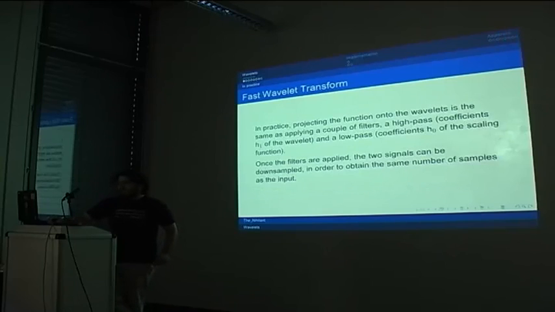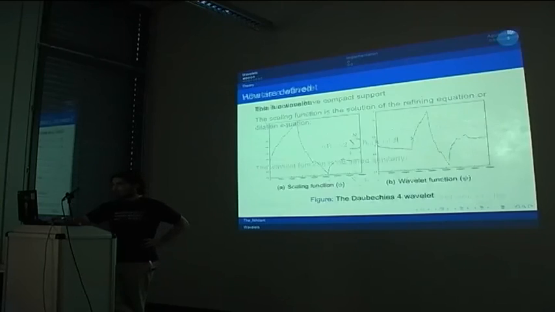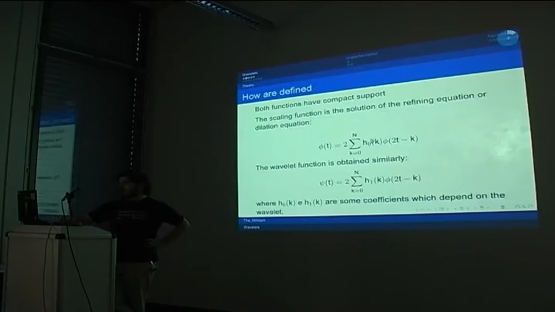So, basically, projecting the function onto the wavelets is exactly the same as applying a couple of filters, a high pass and a low pass filter. And the coefficients of the filter are exactly this H0 and H1 that were expressed in the formula before. Here. Those are exactly the coefficients of the filters.